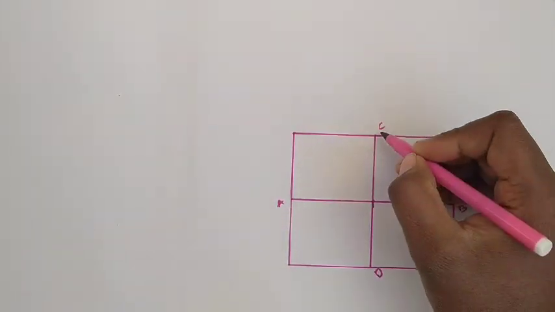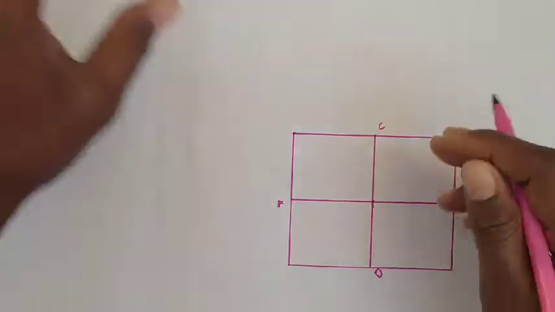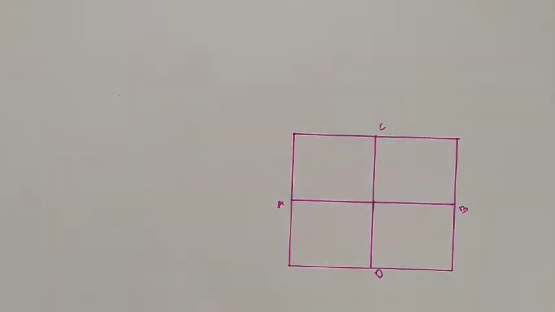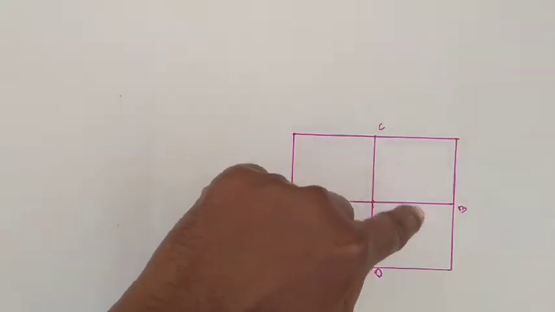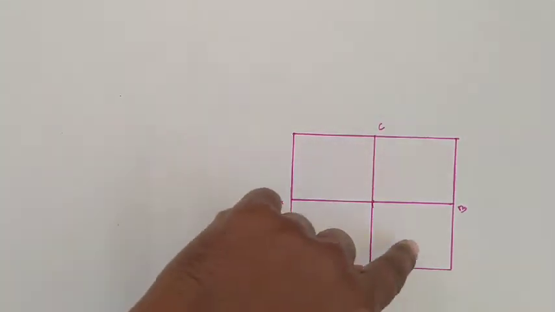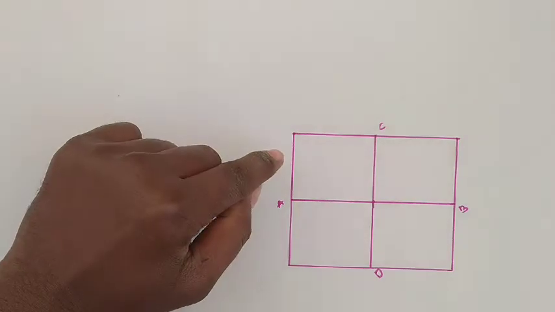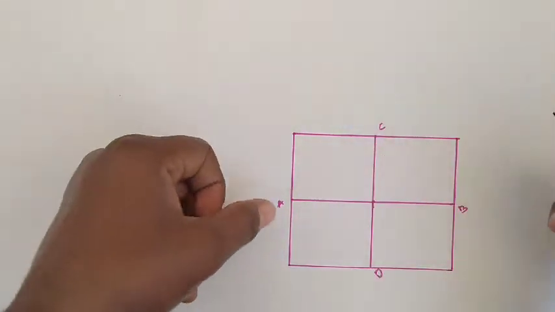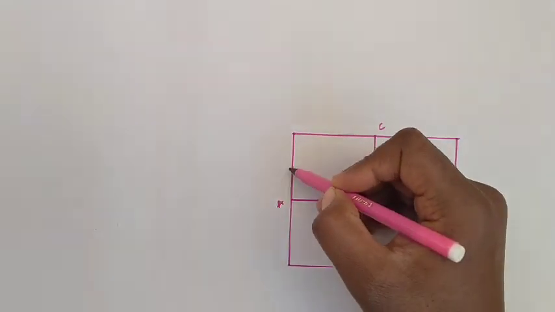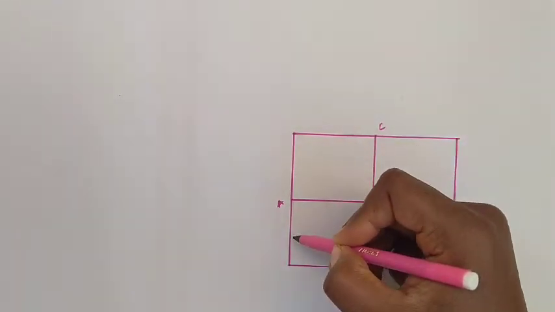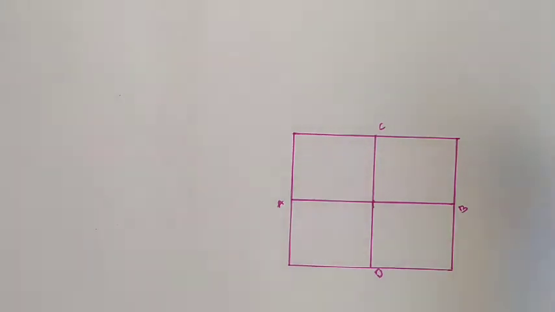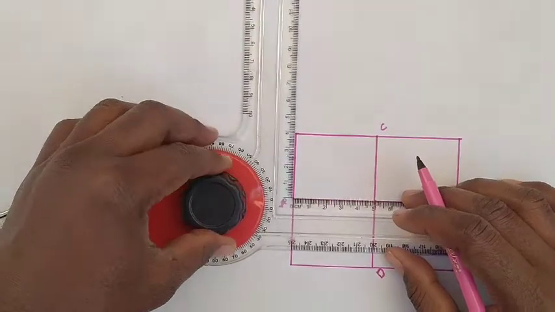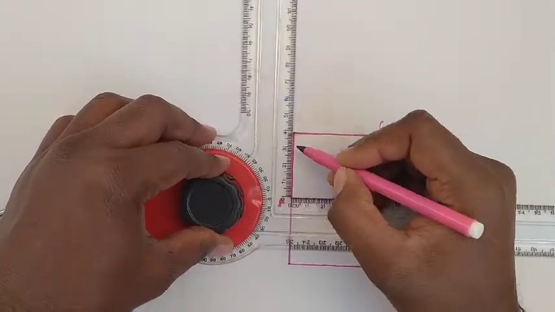Next, this is point C and point D, which is the minor axis. Point A to B is the length of the major axis. We have four rectangles here. Next, first of all, divide these two lines. This is the bisecting line AB. Divide this part into three parts, or four parts, whatever you want. With the help of your drafter or scale, divide into three equal parts.